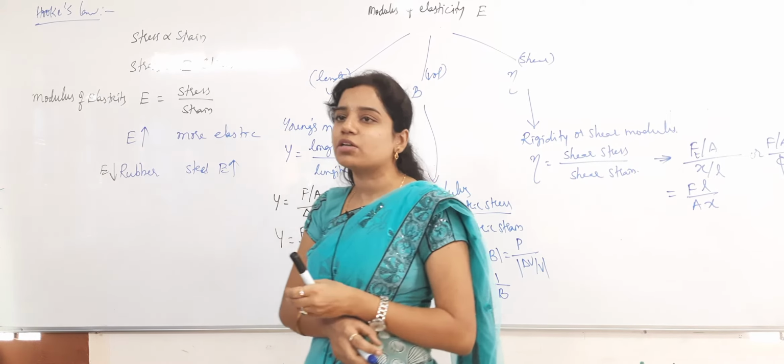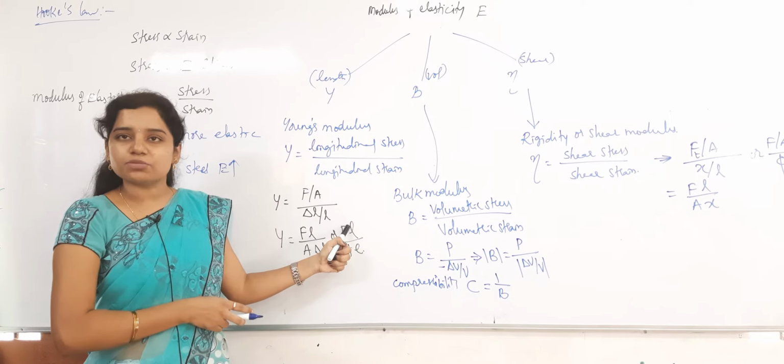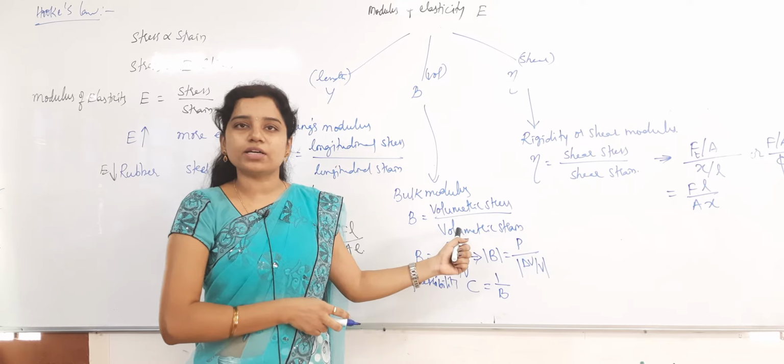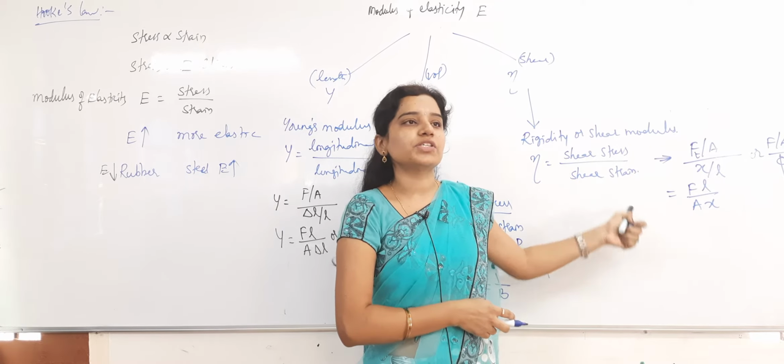These are the three moduli of rigidity of any material. In case of wires, we get Young's modulus. In case of fluids, we get the bulk modulus. In case of blocks, cubical blocks like that, we get the shear modulus.